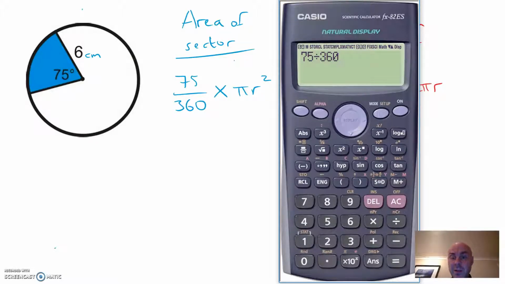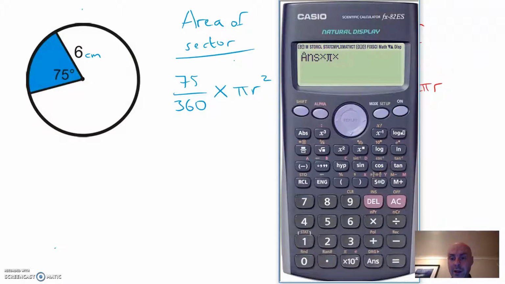I'm using a different method this time. We could put that in as a fraction so it looks like a fraction. Press equals. Okay, we get that as our 75 360ths. We then want to multiply that by pi and multiply by r squared.